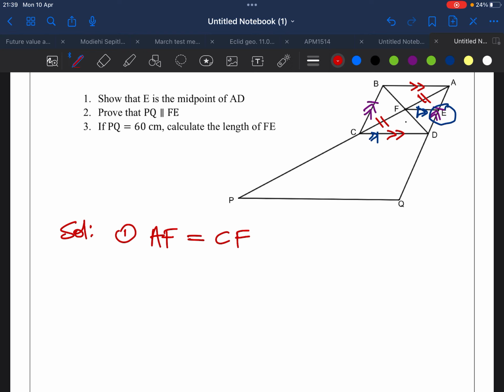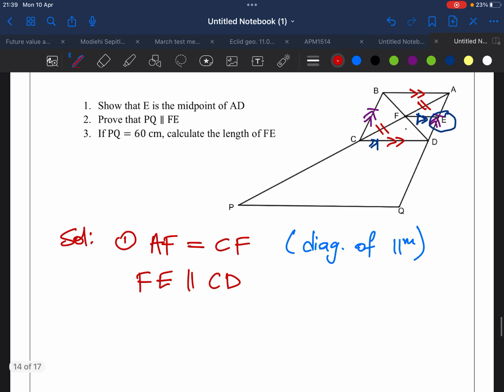What is that? Those are the diagonals of the parallelogram, because it is given that ABCD is a parallelogram, so that means AF is equal to CF. Those are our diagonals. But we also know that FE is parallel to CD. That's given.